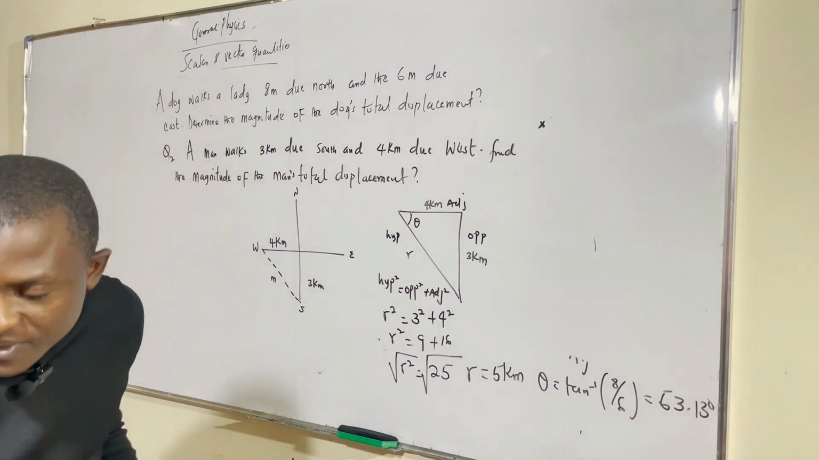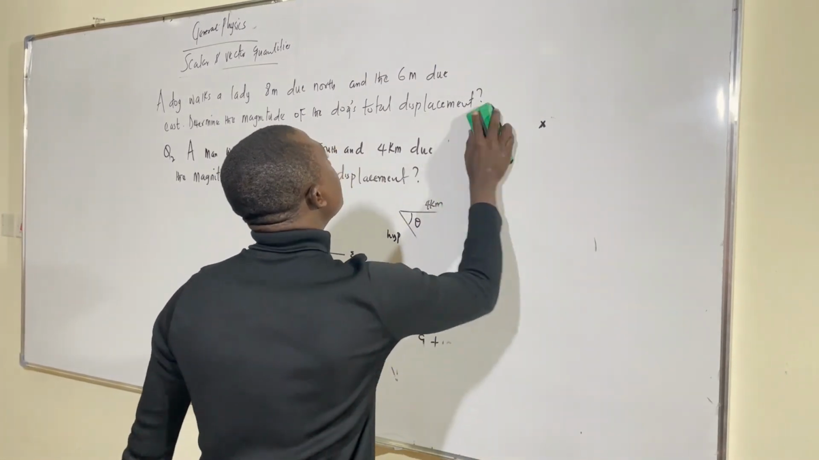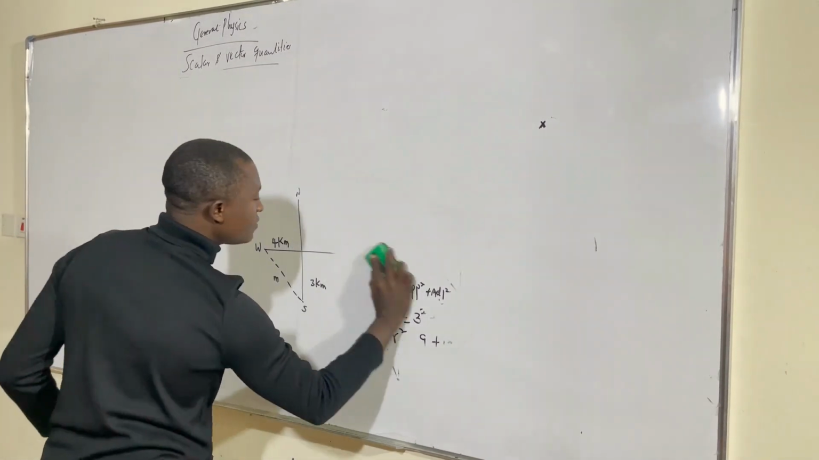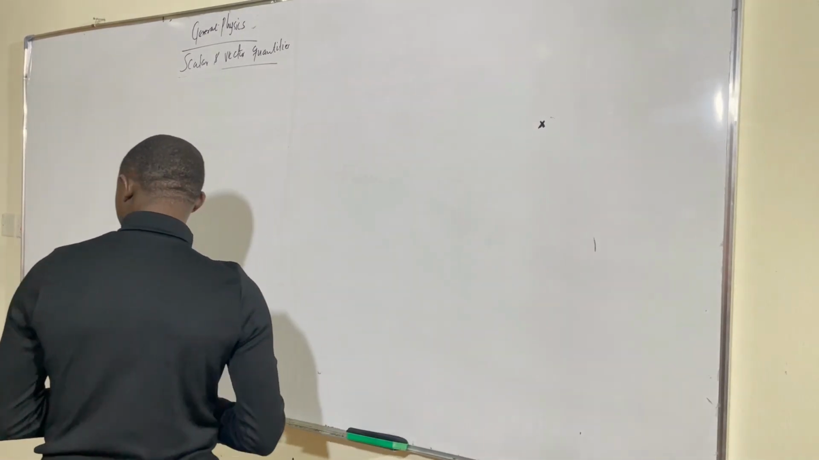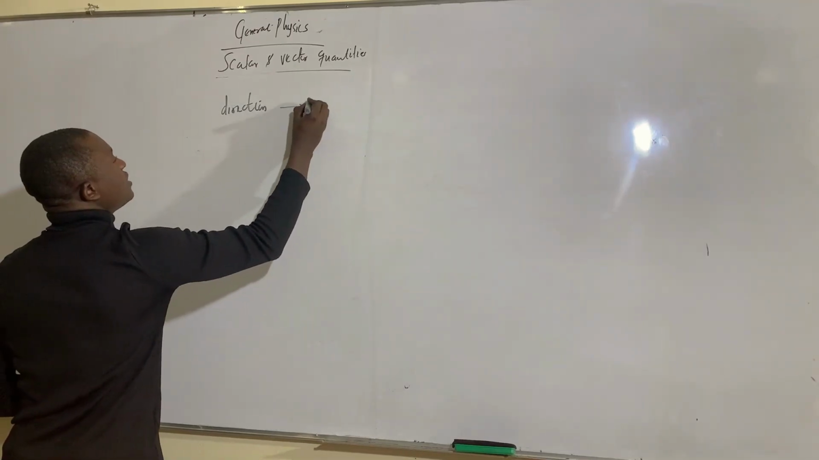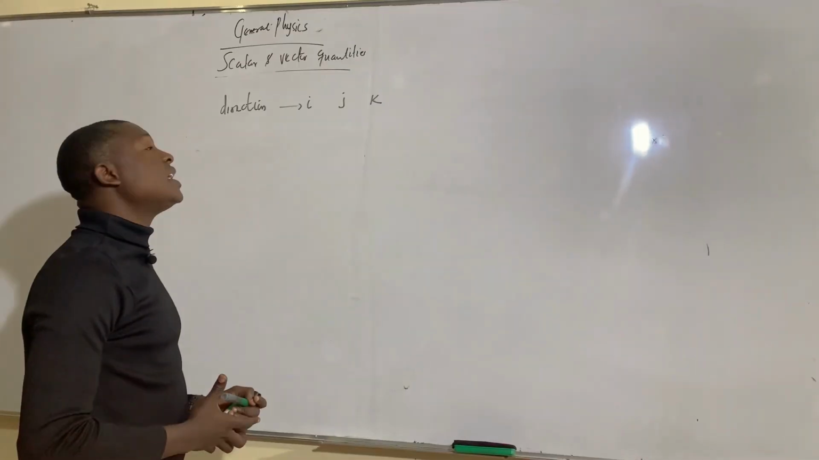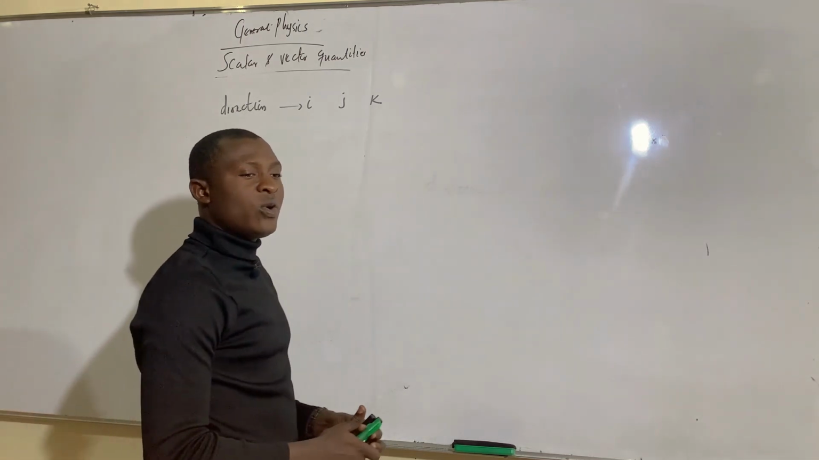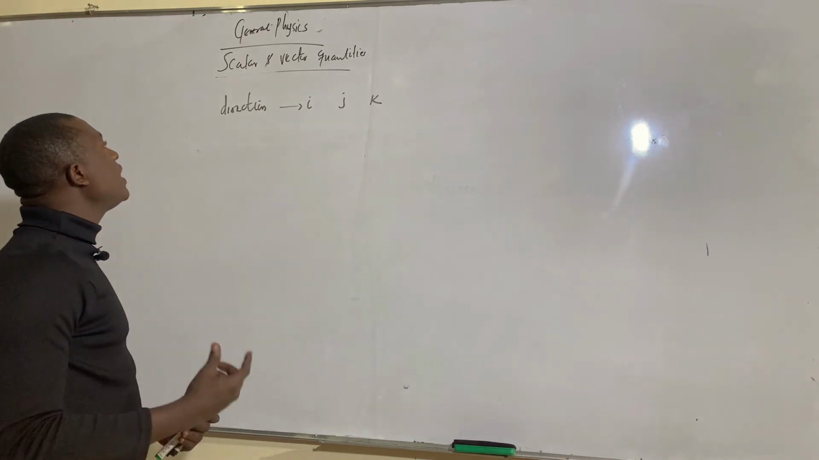So now, instead of having this diagram and these directions, we make use of another way of representing vectors, which is directions. Instead of using all those north, east, south, west, you're seeing them, we're using i, j, and k. So when you see these three, they are referring to directions. The particle has a direction i, or direction j, or direction k. It depends on the problem that we are solving. You understand, right?